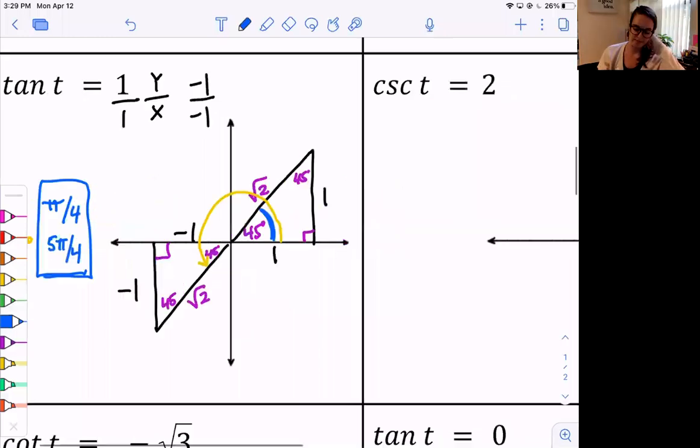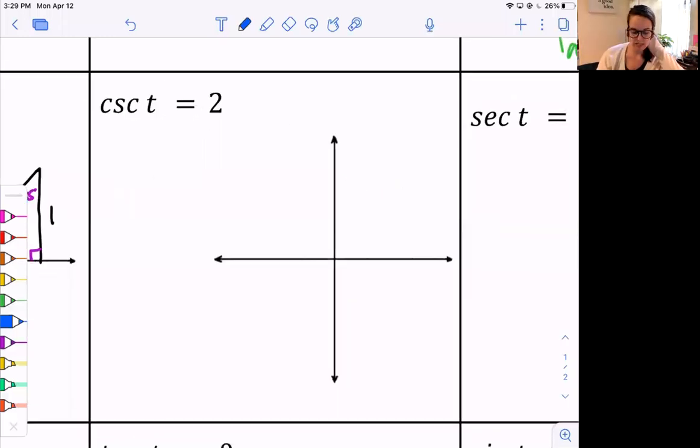All right, let's try the next one. So we have cosecant t equals 2. So remember, 2 over 1. Going to make it a fraction to begin with. Cosecant is the flipped version of sine. You can look at this letter here. Sine is y over r, so this would be r over y. So first things first, our radius is going to be 2. Our y is going to be 1.